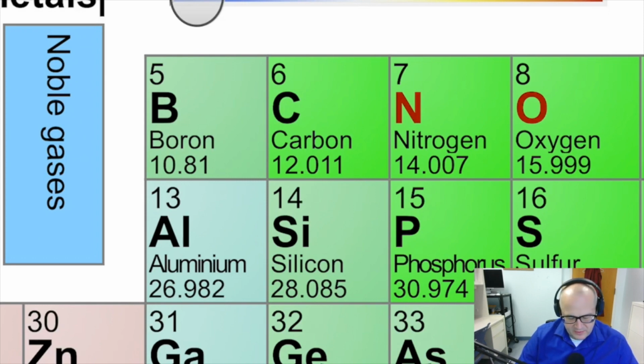Notice how on the bottom here, every element has a number. Boron is 10.81 grams per mole. Carbon is 12.011 grams per mole. These are how many grams it would take to have 6.02 times 10 to the 23 atoms of that element. And these are molar masses.